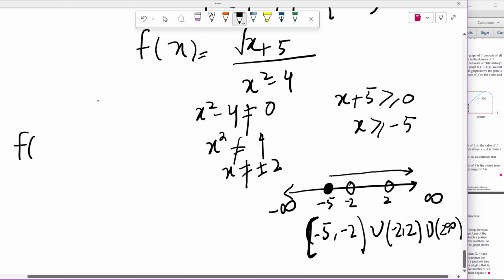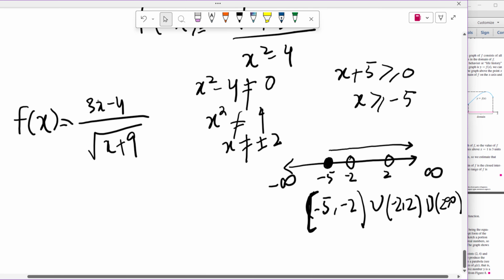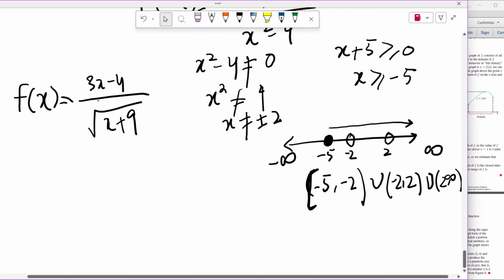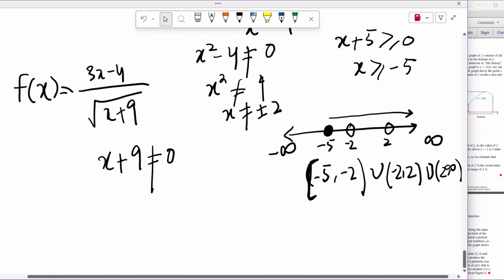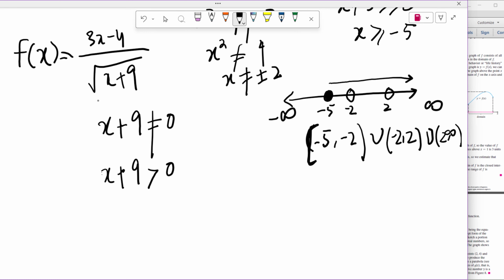Now, if I have again a rational function, but with a radical sign in the denominator. So let's say 3x minus 4 over the square root of x plus 9. So now in the denominator, we have a radical sign also. So according to the first rule, x plus 9 not equal to 0, and x plus 9 should be greater than 0.